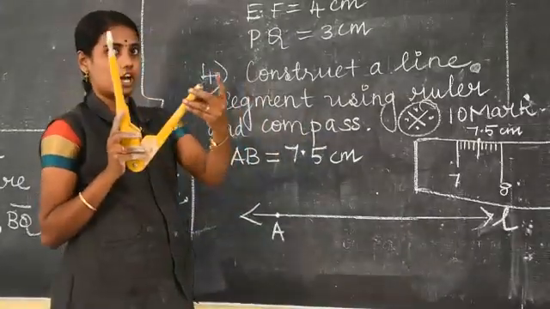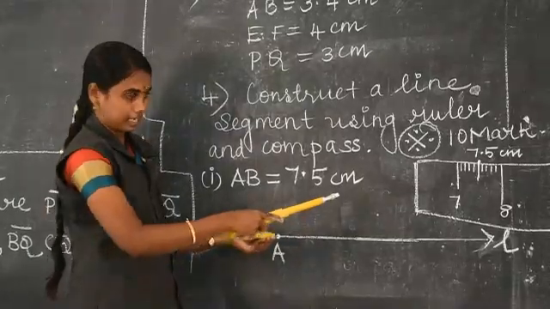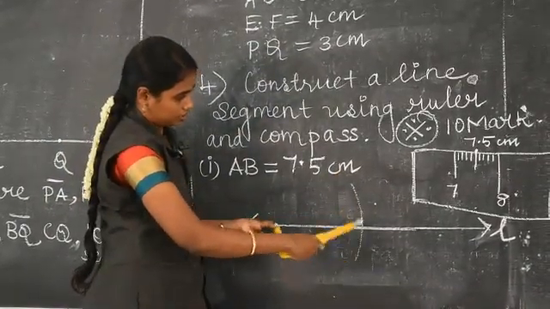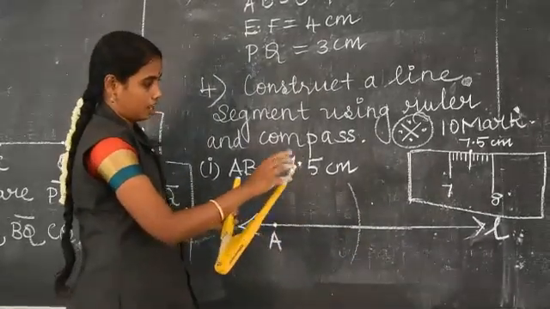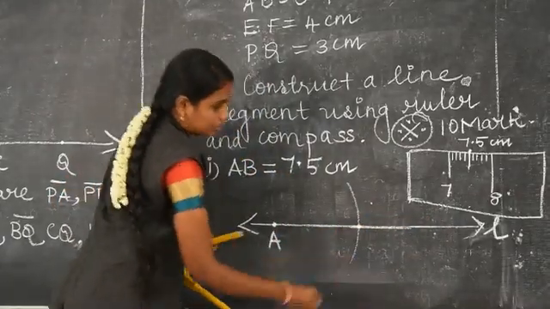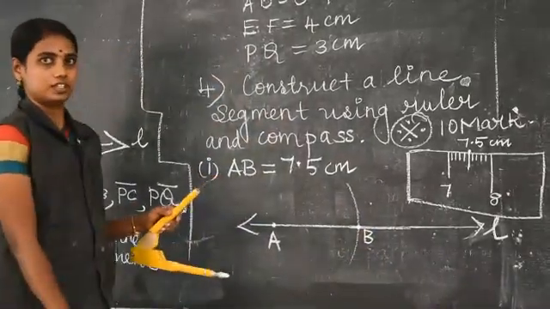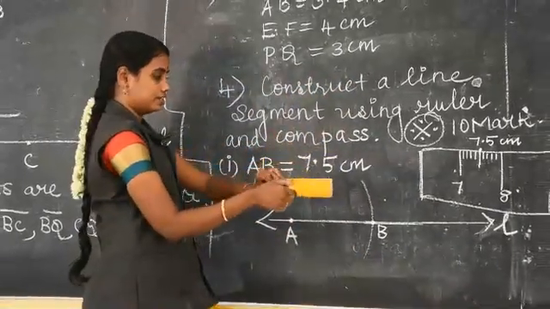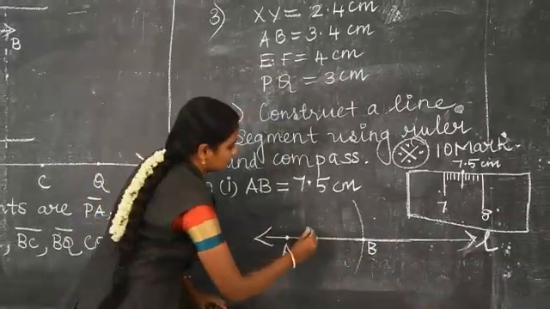Just fix the sharp edge at A. I fixed at A. We are going to draw an arc. This is called an arc. Only once is enough; the arc should cut the line L. Here mark a point, give the name B. Now for checking your answer, you can take your scale and measure it, whether 7.5 centimeter is there or not.